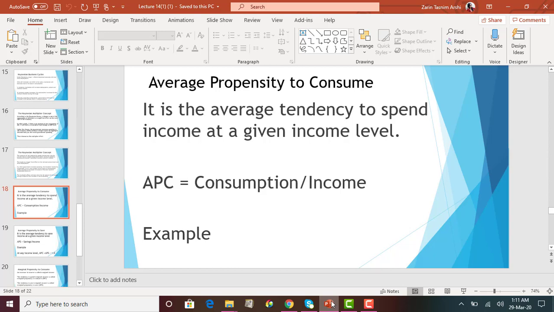Okay, so let's say you have $5,000 and you spend $3,000. On average, you spend $3,000. Then what is your APC, or your average propensity to consume? And the formula is given, if you see in the slide, by your consumption divided by your income.